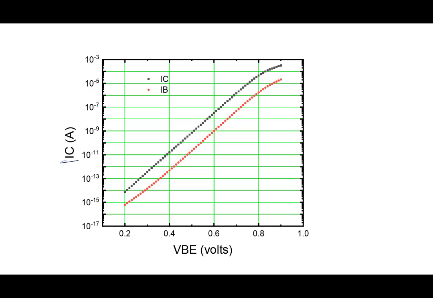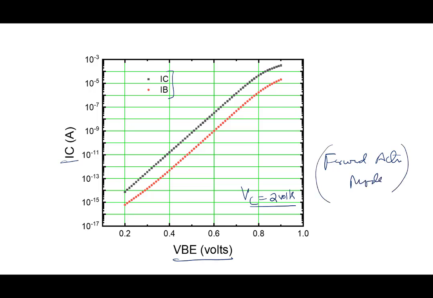Collector current and base current as a function of base emitter voltage, where collector voltage is fixed at 2 volts, which means this plot is for forward active mode. This plot, when you plot IC and IB as a function of VBE with VC equal to 2 volts, goes by the name Gummel plot, by the name of one person who made a lot of contributions to the bipolar transistor. Anyway.